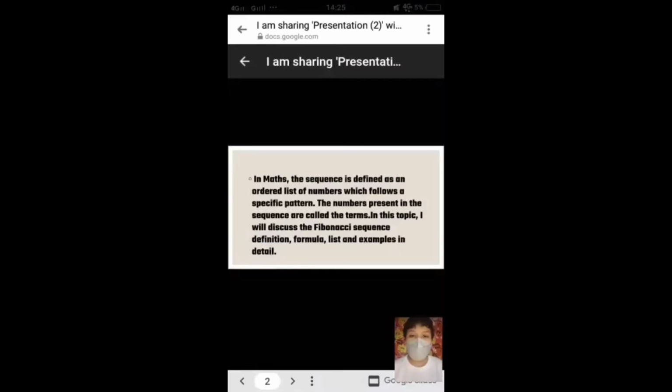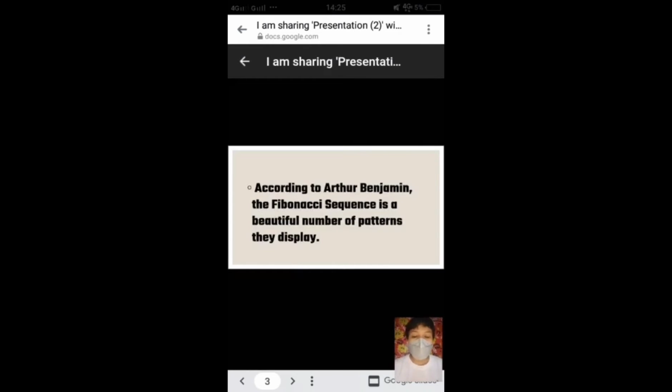Our topic is Fibonacci sequence. In math, a sequence is defined as an ordered list of numbers which follows a specific pattern. The numbers present in that sequence are called the terms. In this topic, I will discuss the Fibonacci sequence definition, formula, and examples in detail. According to Arthur Benjamin, the Fibonacci sequence is beautiful because of the patterns the numbers display.